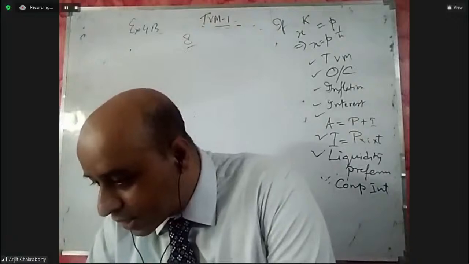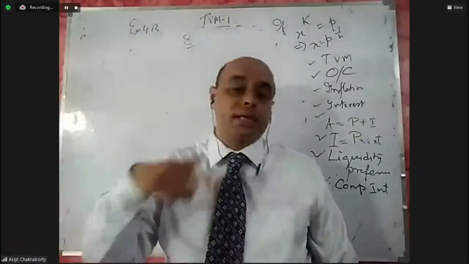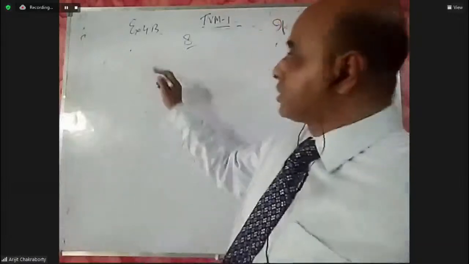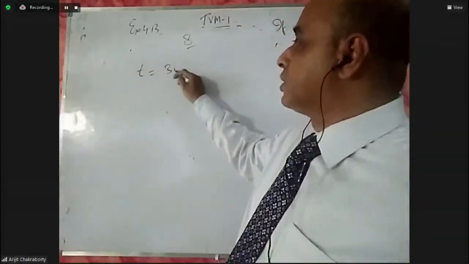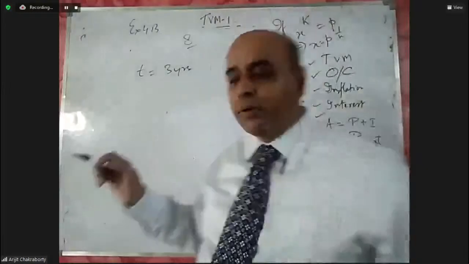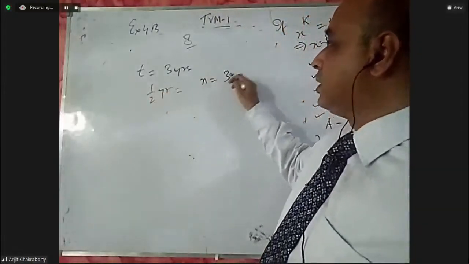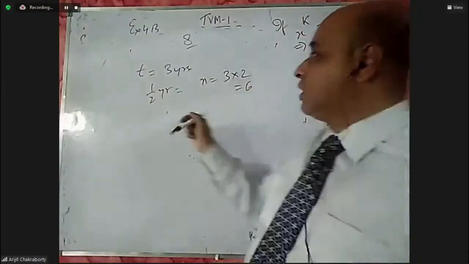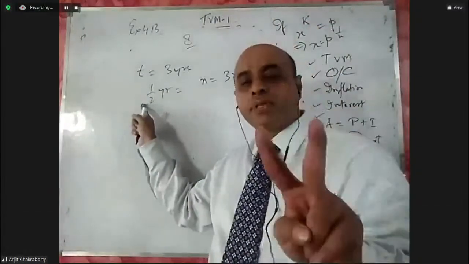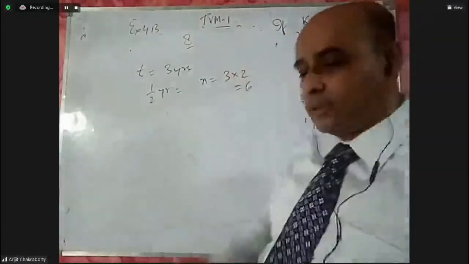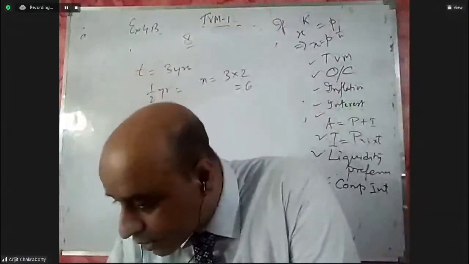Anis, N means the number of years? No, N means the number of compounding periods. Say if it is given that the time is 3 years and the compounding is done every half year, then N will be 3 into 2, that is 6, because half year means 2 times compounding in 1 year, and there are 3 years. So 3 into 2, 6. I hope you are now clear.